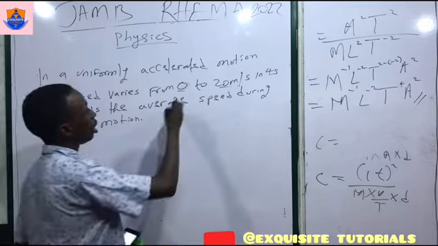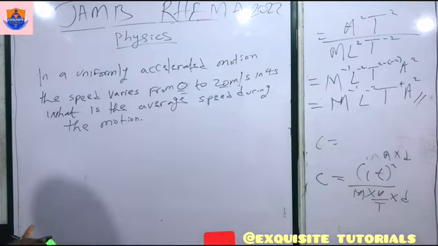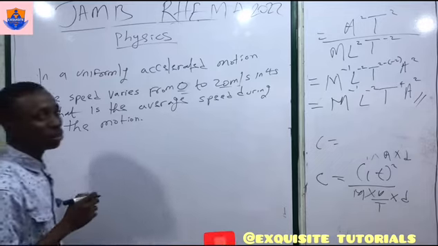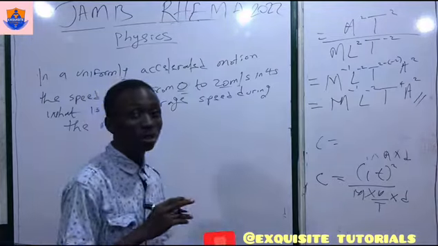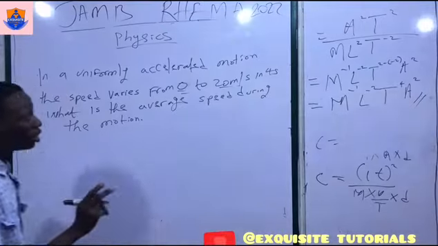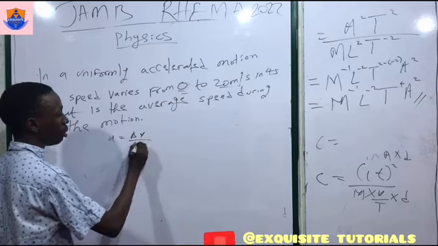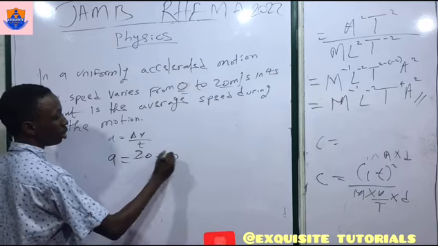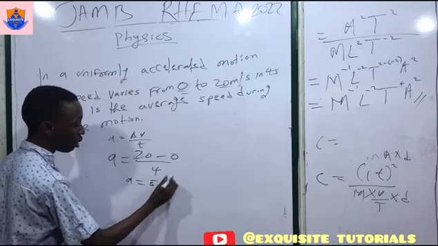Now they gave us velocities. First of all, let's find our acceleration. Now you must know that there's a difference between average speed and average velocity. Average speed is equal to total distance over time, while average velocity is equal to total displacement over time. So first of all, here we are going to find our acceleration, right? So our acceleration is equal to the change in velocity over time, so acceleration will be equal to 20 minus 0 over 4. Acceleration will be equal to 5 meters per second square.